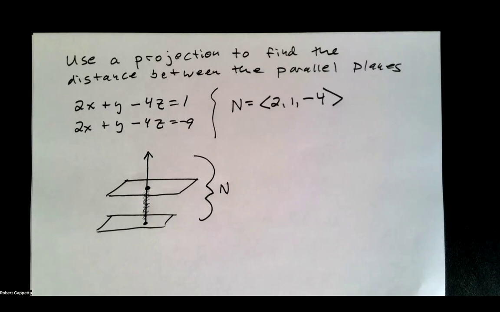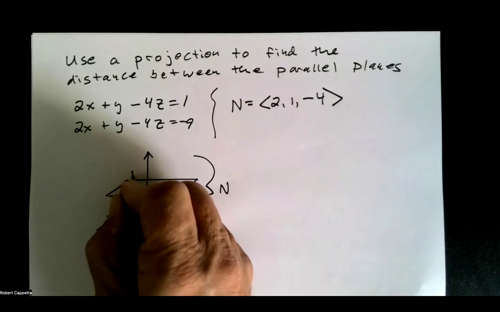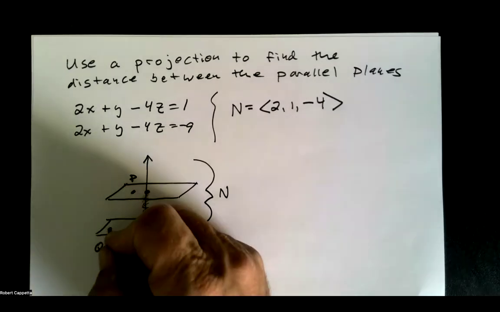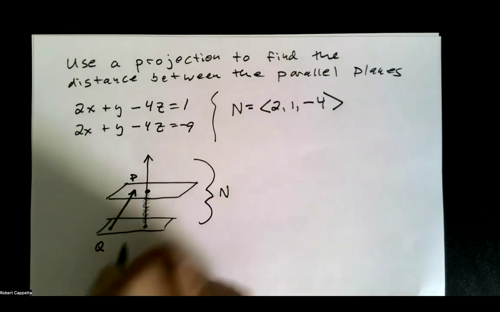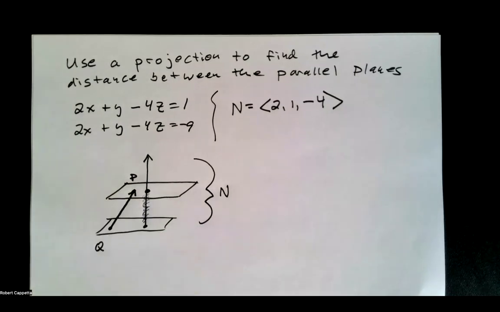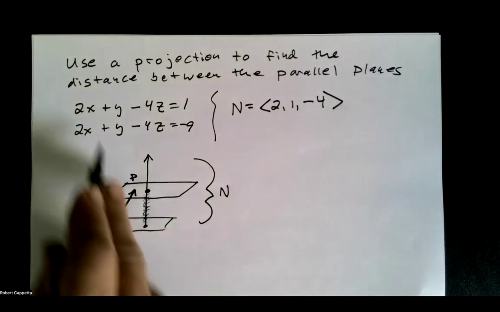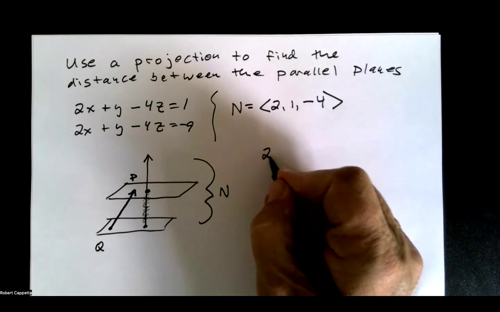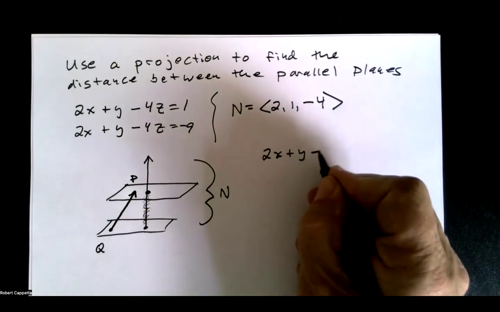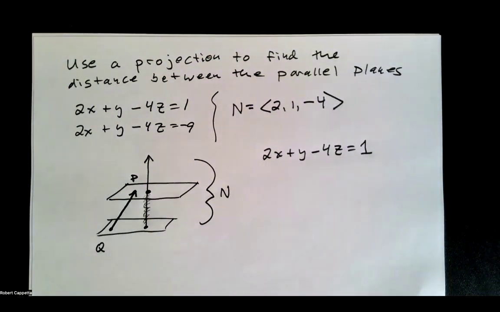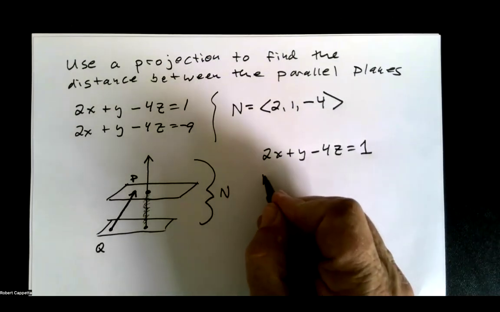Well, I'm going to pick a point on each plane. If I pick a point P up here, and pick a point Q down here, and I construct a vector PQ or QP, and then if I project it onto the normal vector, that will give me the distance between the two planes. So how about a point P on the top plane, based on how I've got it drawn here? So if I have 2x plus y minus 4z equals 1, do we see an obvious choice for P? Is there a simpler one than others?